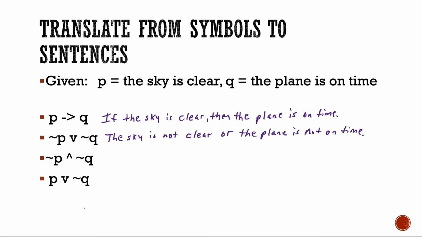For the third one, we have the negation of P and the negation of Q, and we have the and in between. So we basically have exactly what we had in the second one, but with a different connective. So we'll say the sky is not clear. That's the negation of P. We'll put the and in between, and then we'll do the negation of Q. The plane is not on time.